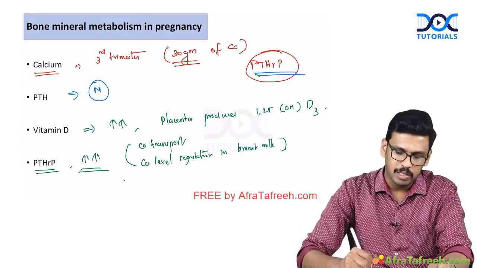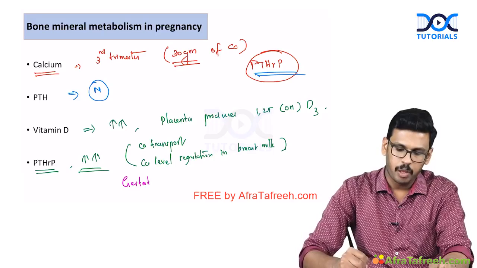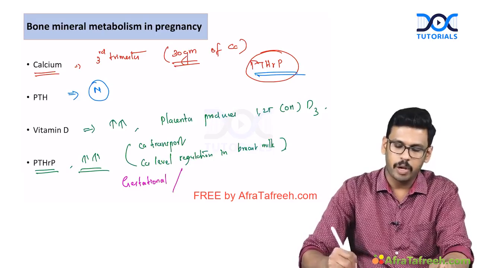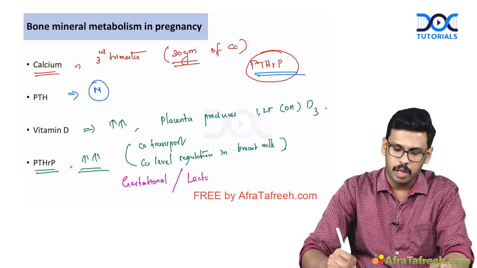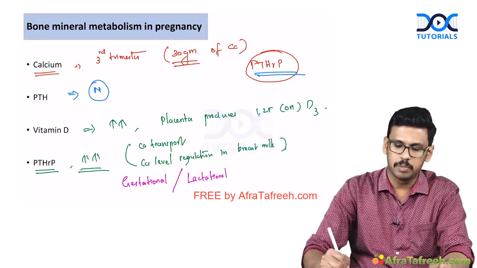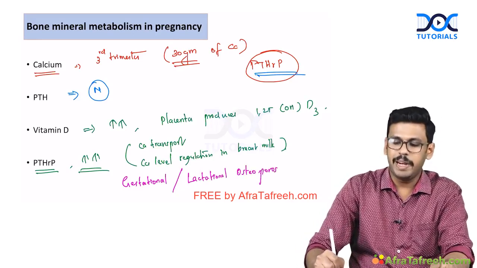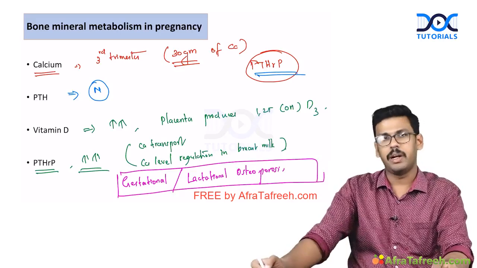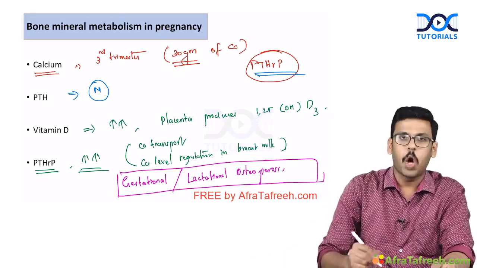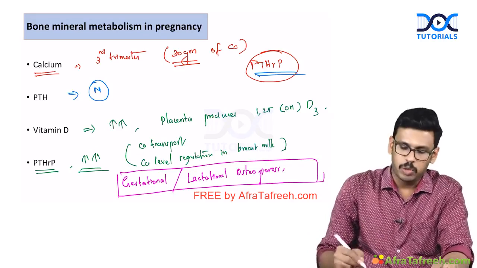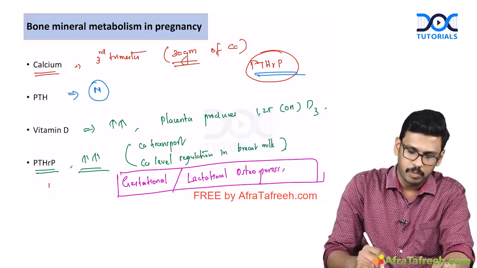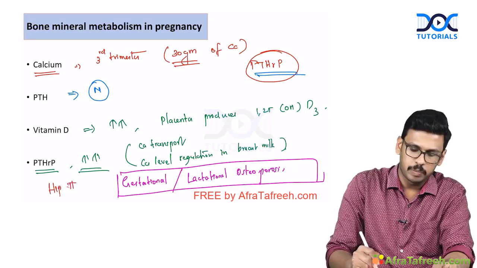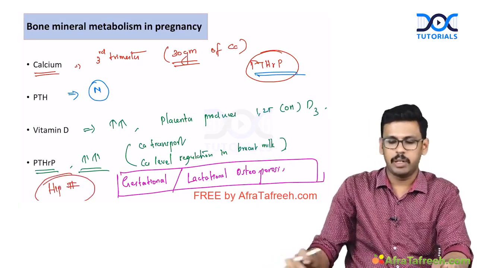This is what we call gestational osteoporosis, or sometimes it can occur during lactation, then we call it lactational osteoporosis. So, the mediator of gestational or lactational osteoporosis is PTH related peptide or protein, and the most common presentation of this gestational osteoporosis is hip fracture. They would present with hip fracture. So, those are the important things.